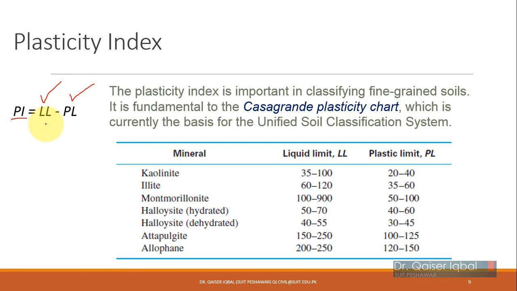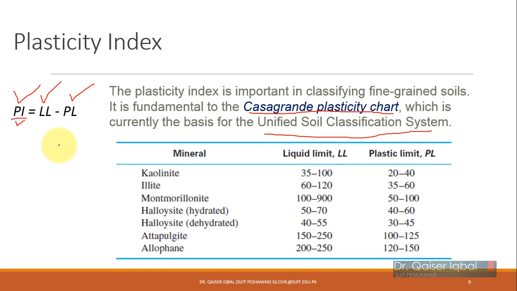So that is why it is important to determine the plasticity index, to know how much plasticity a particular soil is going to have. That is fundamental to the Casagrande plasticity chart, which is used for fine-grained soil classification. We will discuss that later in much more detail in the soil classification system. The Unified Soil Classification System uses the Casagrande plasticity chart, and this PI value will be used to determine if the clay is highly plastic, medium or low plasticity, or even non-plastic in some cases.